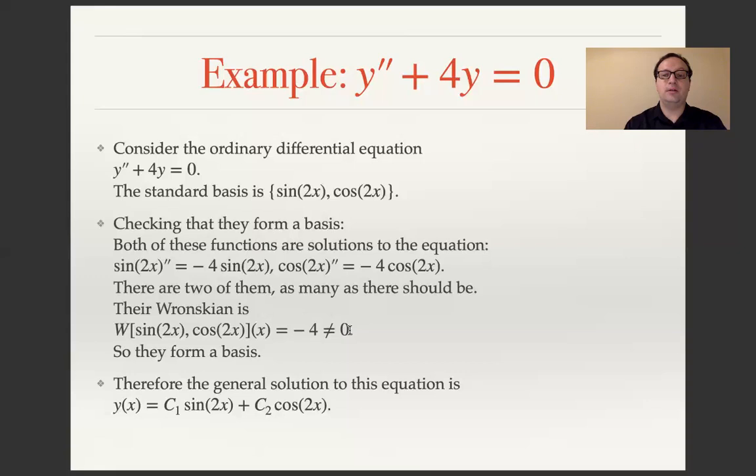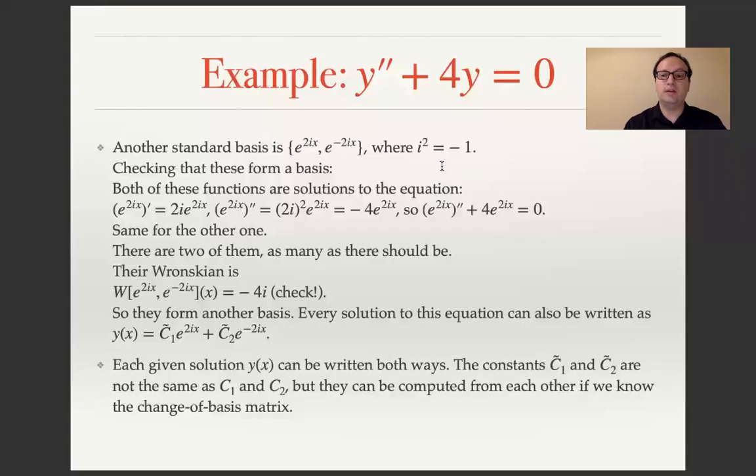So regardless of how we got these two functions, they really form a basis for the space of solutions for this equation. And therefore, every solution to the equation can be written as a linear combination of these two solutions. So the general solution to the equation is some constant C1 times sine of 2x plus another constant C2 times cosine of 2x. So by finding two linearly independent solutions to the equation, we have found all the solutions to this equation.